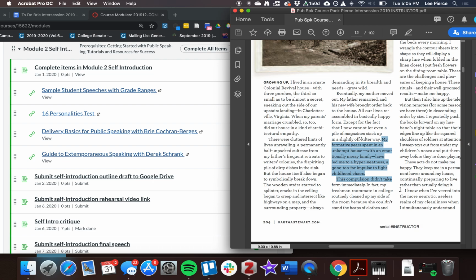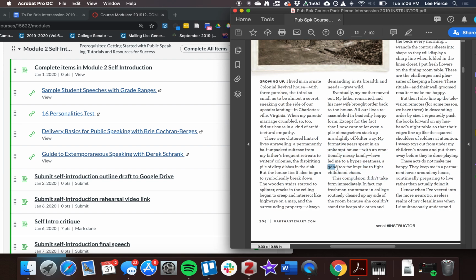So instead of just saying, "Oh, I'm like a neat freak. My speech is about me being a neat freak," they take that adjective, neat freak, and they nuance it and make it more complex. Because in this case, the hyper neatness that this person identifies with is also a coping mechanism for how they managed with an emotionally messy family, right? It's not just that they're neat, it's that the neatness is an impulse to fight chaos.